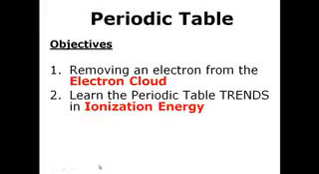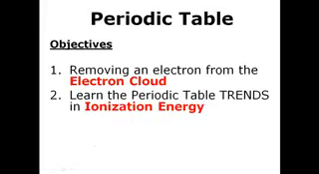Hey guys, it's Mr. Post, and on today's video we'll be discussing removing an electron from the electron cloud. That means removing the outer valence shell electrons from the electron cloud. We're specifically talking about the valence shell electrons, and also learning a new trend on our periodic table, and this time it is for ionization energy. In the previous video we watched the trends for atomic size. The second trend we're discussing is going to be ionization energy.